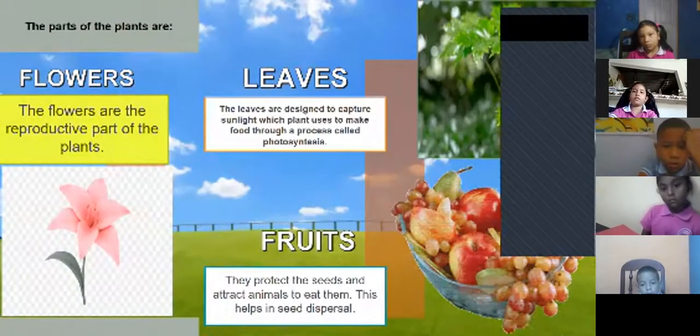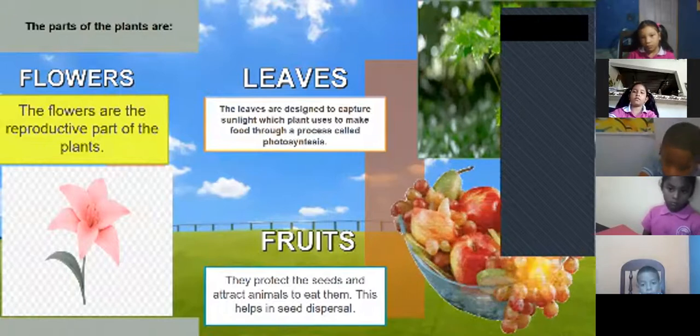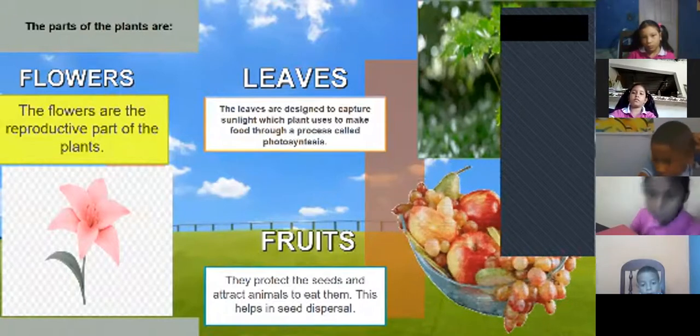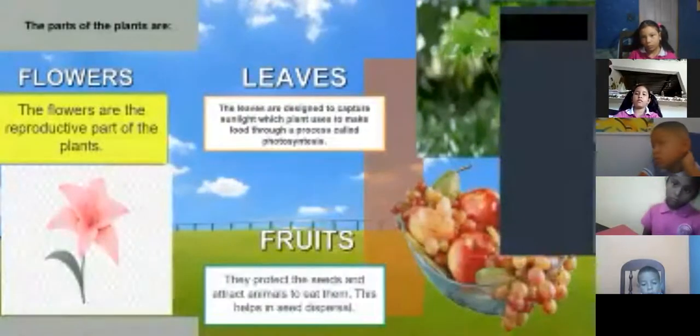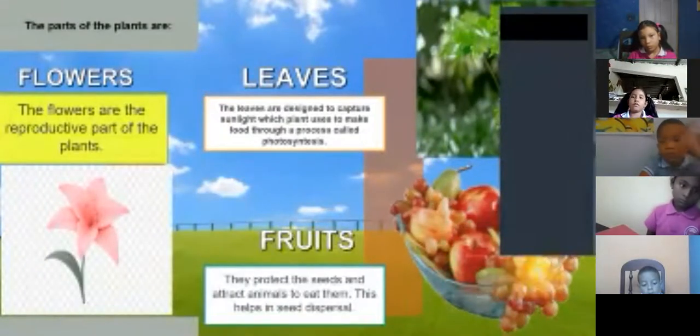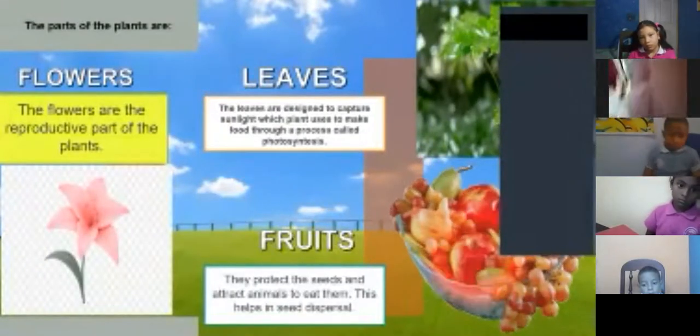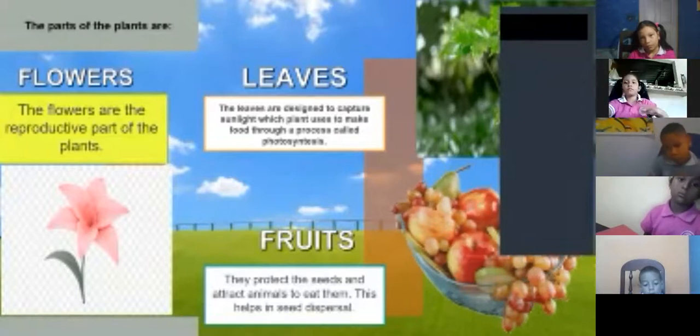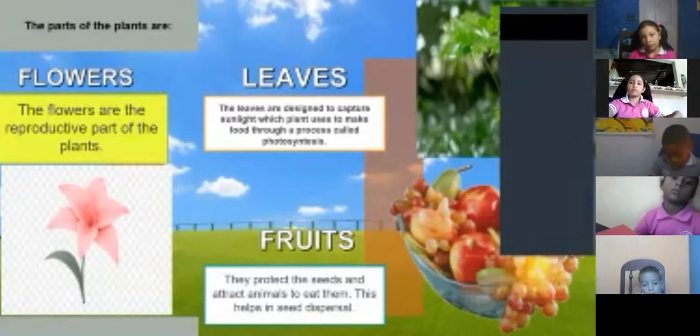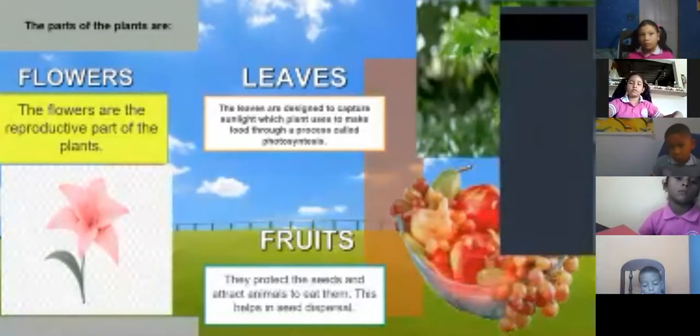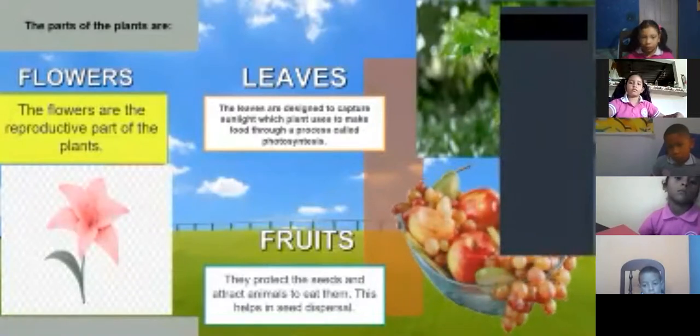Also, we have flowers, we have leaves, and we have fruits. También las flores, las hojas y las frutas. Flowers. The flowers are the reproductive part of the plants. Vemos que las flores son la parte reproductiva de la planta.